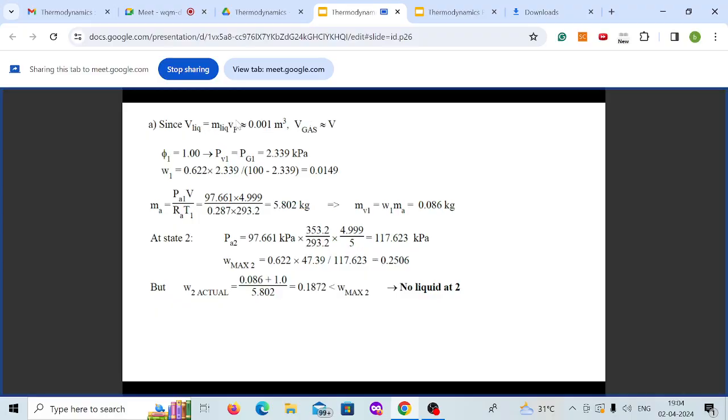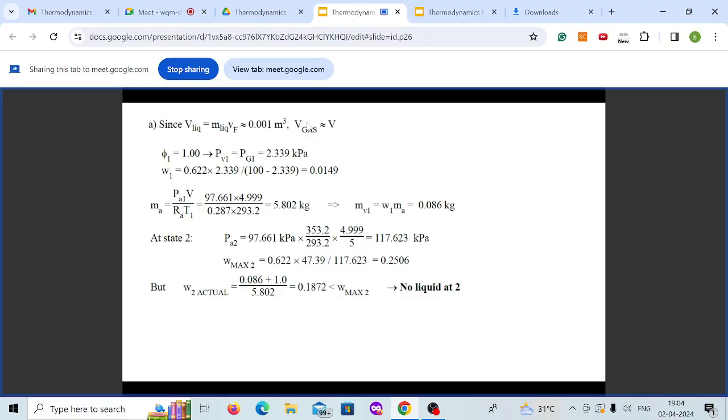So first, since the specific volume of water is very small, the volume occupied by the liquid will be very small. The volume is nothing but the mass of liquid present times the specific volume. That will give you 0.001 meter cube. That is the volume occupied by the 1 kg of water. So the tank contains almost fully air.